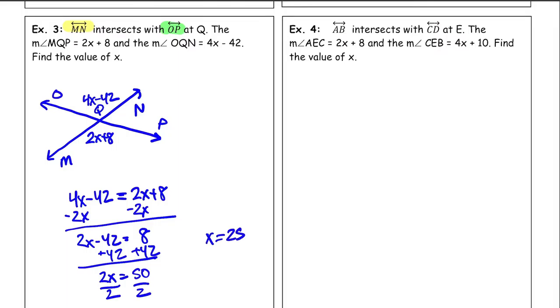Now what do the directions say? Find the value of x. We don't need to go back in and find the angles. Once you get x, you're done. So I'm just going to box that in and move on to the next example.